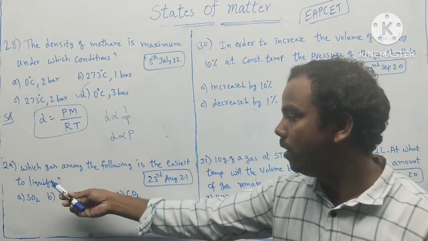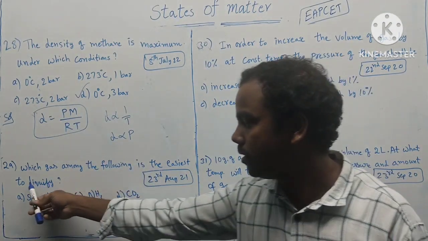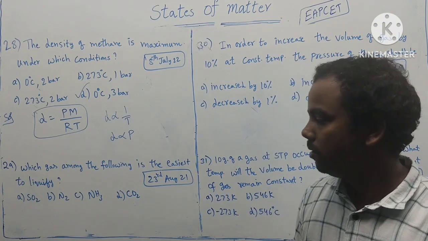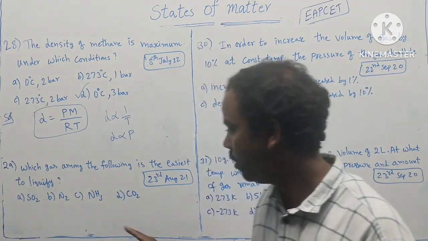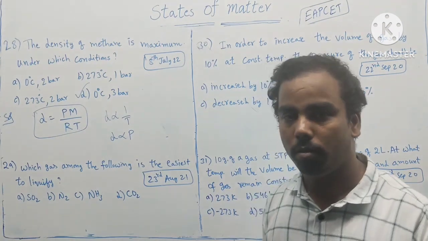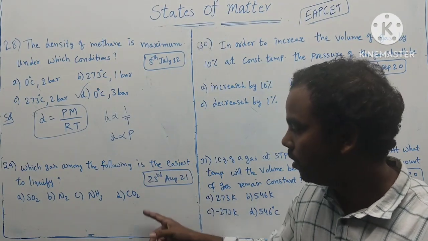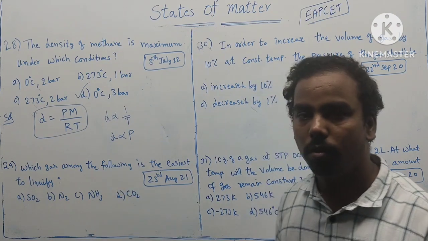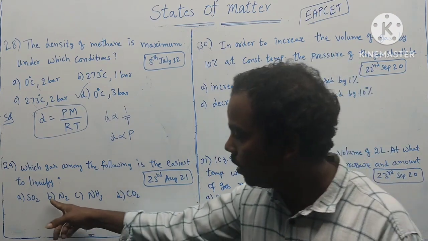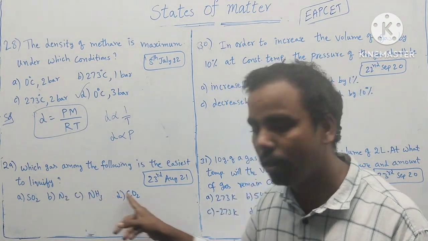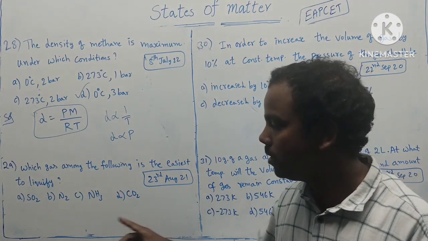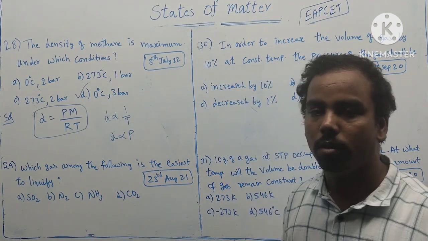Next question. Which gas among the following is the easiest to liquefy? So in these 4, nitrogen is nonpolar. Nonpolar molecules are not easily liquefied. CO2 is also nonpolar. It is also not easily liquefied. So B and D are eliminated. So in the elimination process, B and D are not correct answers.